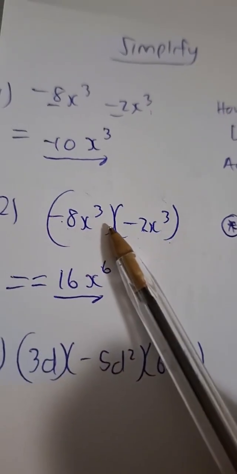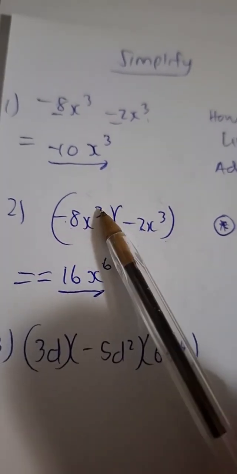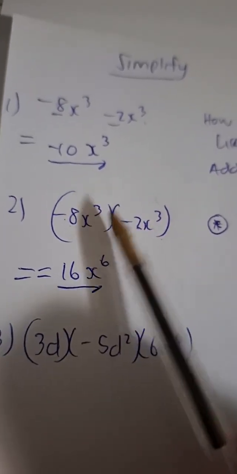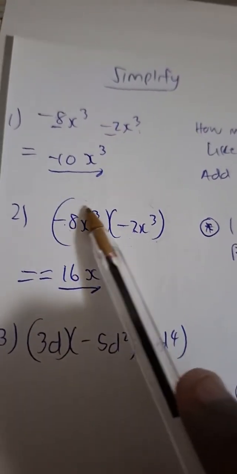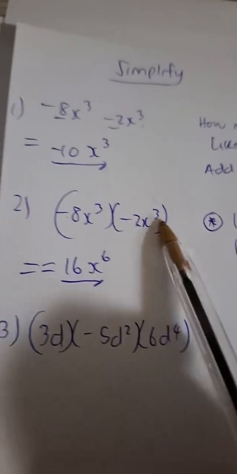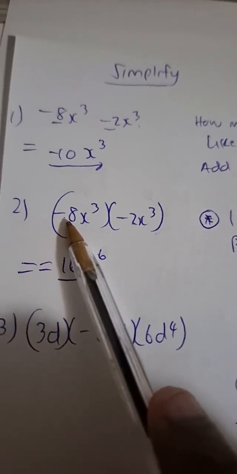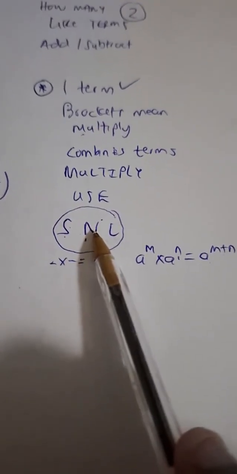Okay, Mabuto, in question 2, what happened to get 16? Mabuto, brackets, negative 8x to the power 3, brackets, negative 2x to the power 3. Brackets mean multiply. That's what brackets mean in mathematics. These brackets are combined to show that this and this is multiplied together. So when we multiply, we consider what? We consider the sign, how it is multiplied, the number, how it is multiplied, the letter, how it is multiplied.